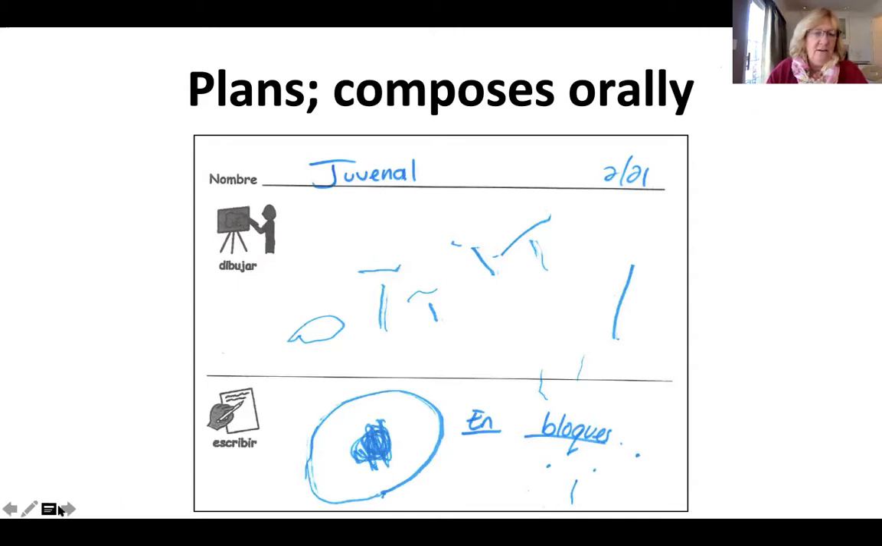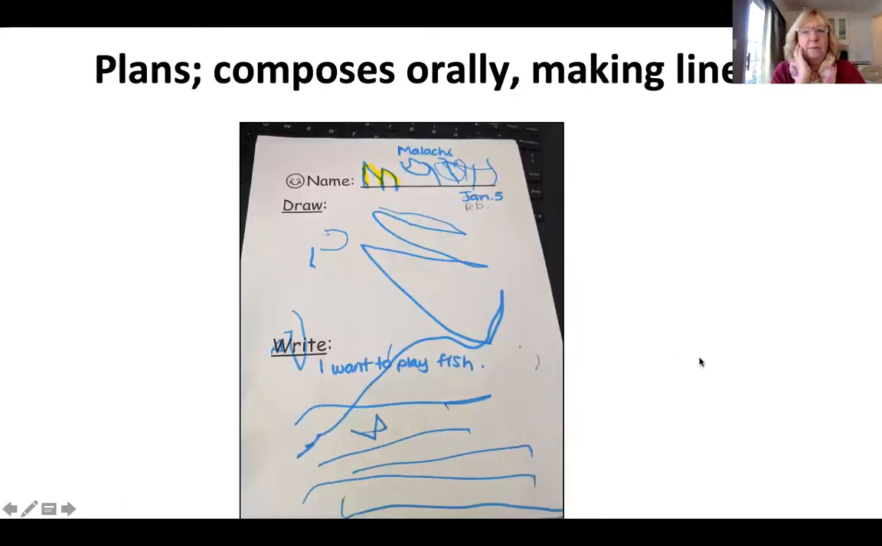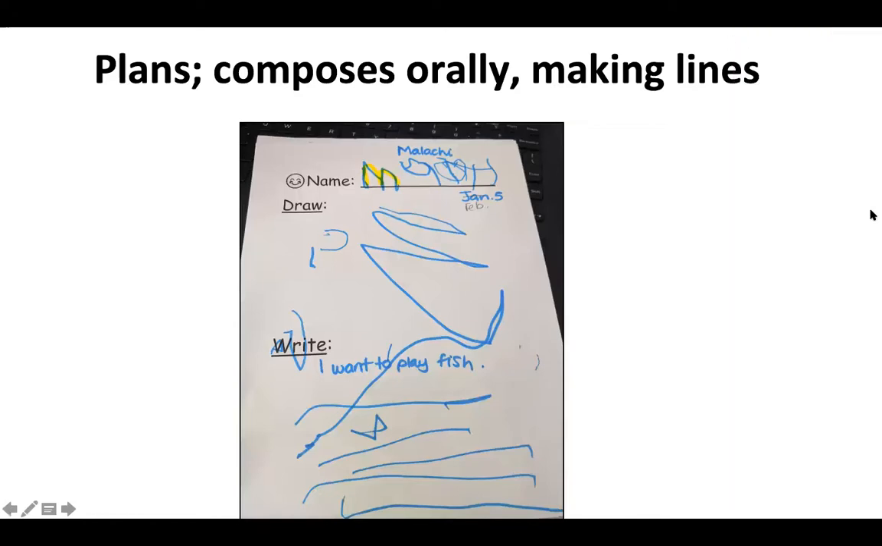So here's another. This is another play plan. This child is starting to make the lines, but you can see the lines don't match the message yet. So they made a plan, don't have a lot of drawing skills yet, and they can compose a sentence, I want to play fish, and they understand that they got to make some lines, but they don't quite know how to do it yet.